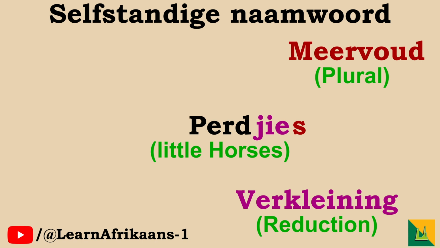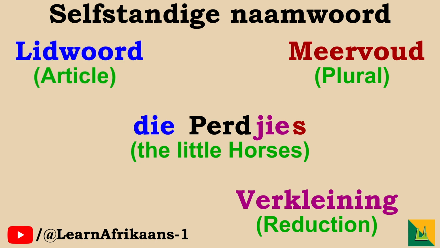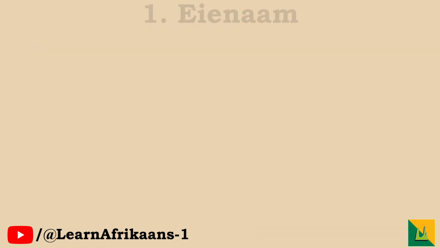The final identifying feature it can have is an article, a lidwoord. All 3 these features will be discussed in more detail in future lessons. Let's now look at our first kind of selfstandige naamwoord.